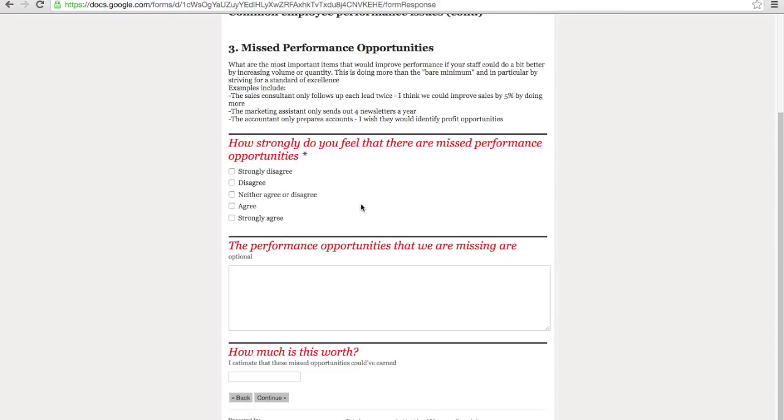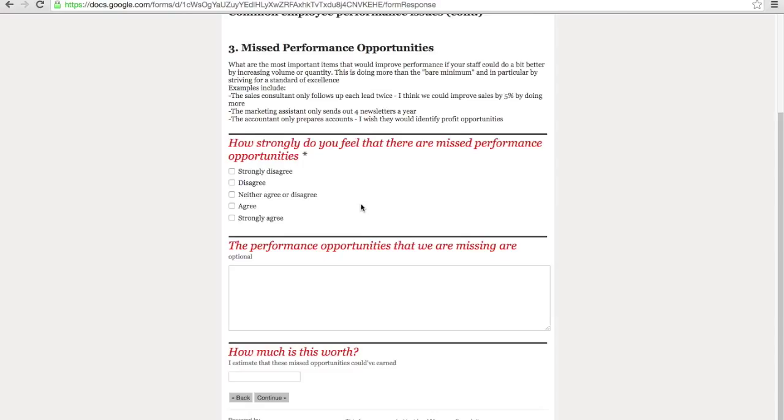Examples could include: the sales consultant only follows up each lead twice, and I think we could improve the sales by 5% by doing more. The marketing assistant only sends out 4 newsletters a year, but I'd like to send out a newsletter every month. The accountant only prepares the accounts. I wish they would identify profit opportunities.